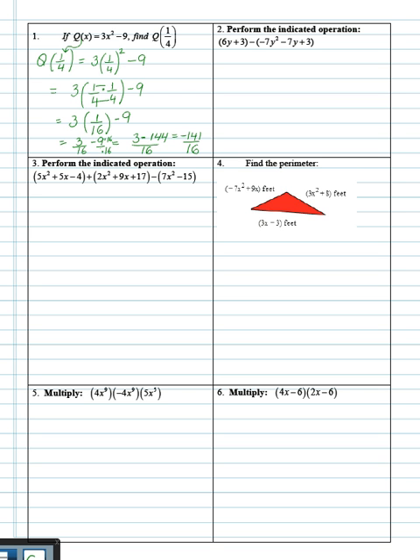Now moving on to the next problem. Most of the students get confused whether it's a multiplication or subtraction or addition. You always have to look for the sign in between the parentheses. If there is a sign, you're going to go ahead and perform that operation. If there is no sign, then it's a multiplication.